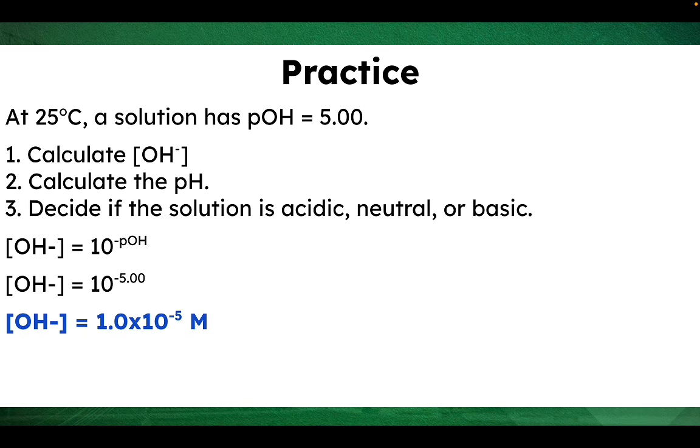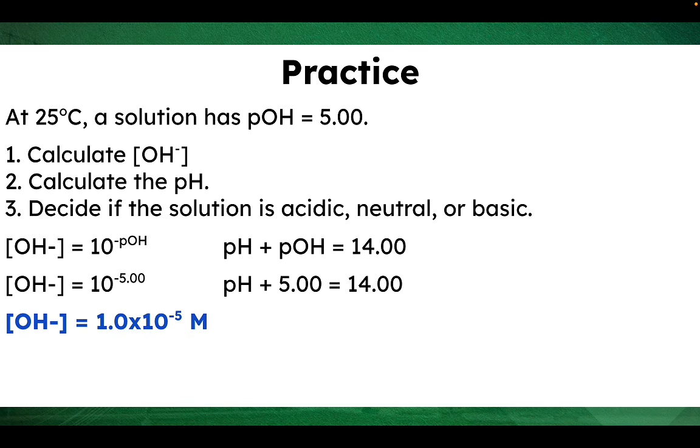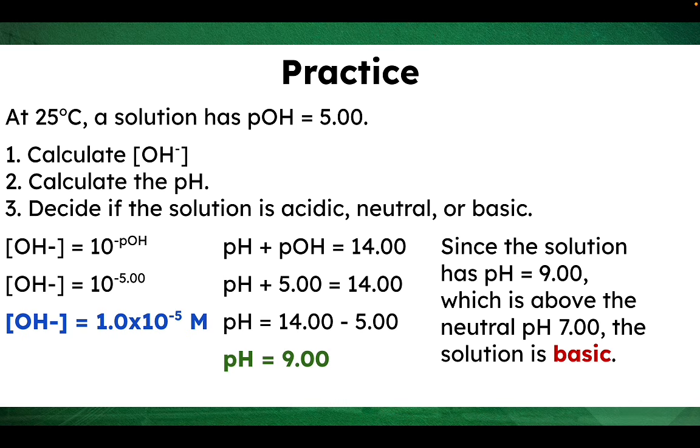Then we calculate the pH. Again, pH plus pOH is equal to 14. pOH is 5. So we just plug in and then do the math. pH is equal to 9.0. Since pH is greater than 7, we say that the solution is basic.